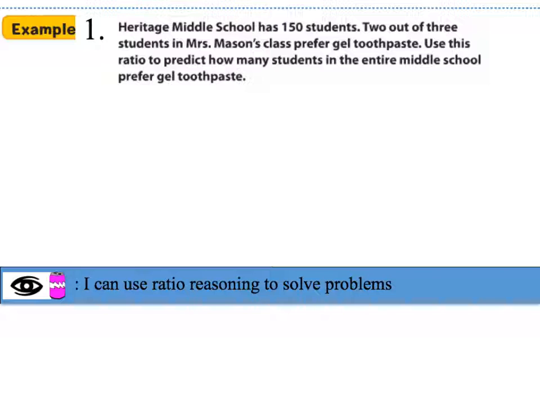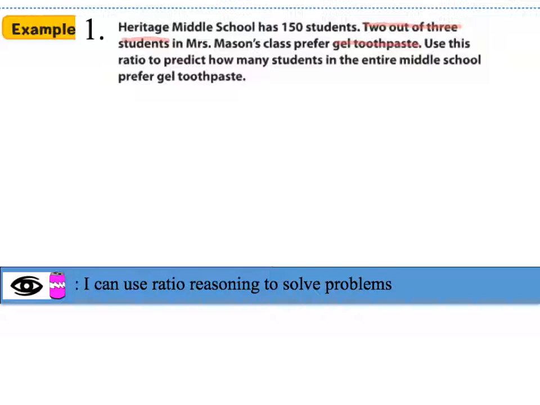So for example 1, it says Heritage Middle School has 150 students. 2 out of the 3 students in Mrs. Mason's class prefer gel toothpaste. Use this ratio to predict how many students in the entire middle school prefer gel toothpaste. So when we look at this problem, let's take a look at the key information. They're giving us 2 out of 3 students in the class prefer gel toothpaste.